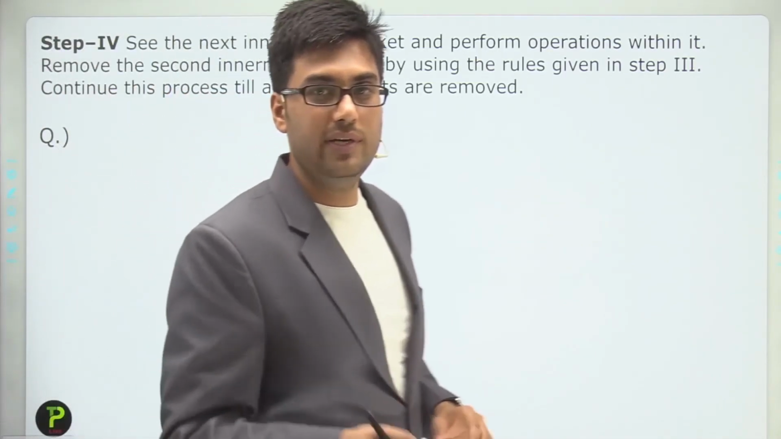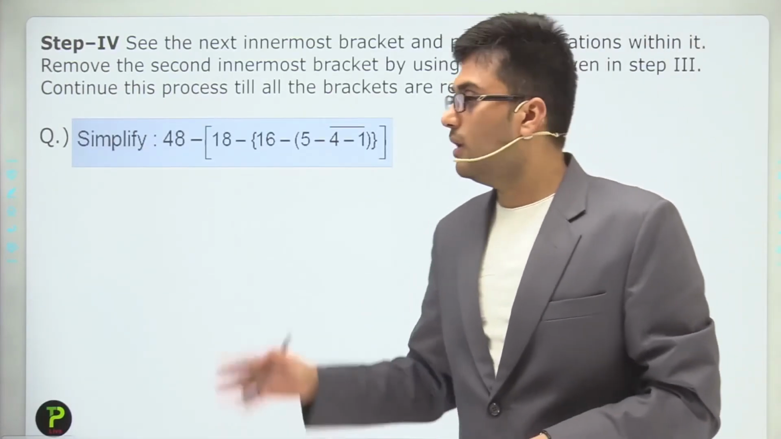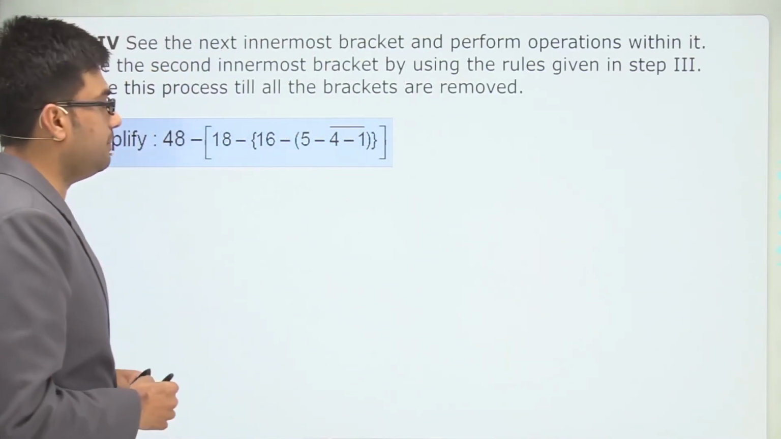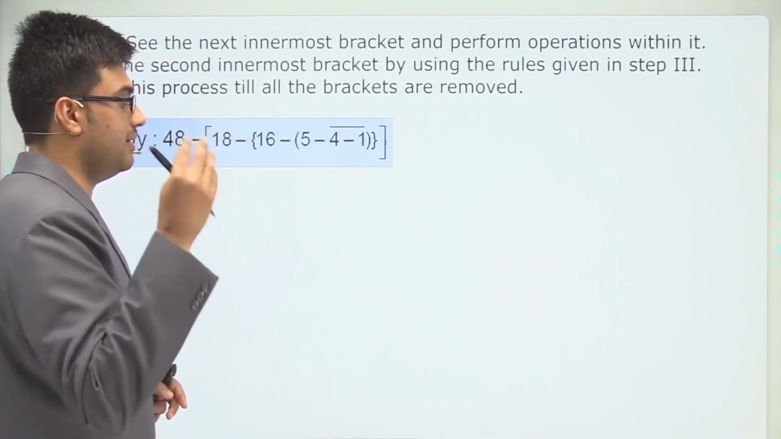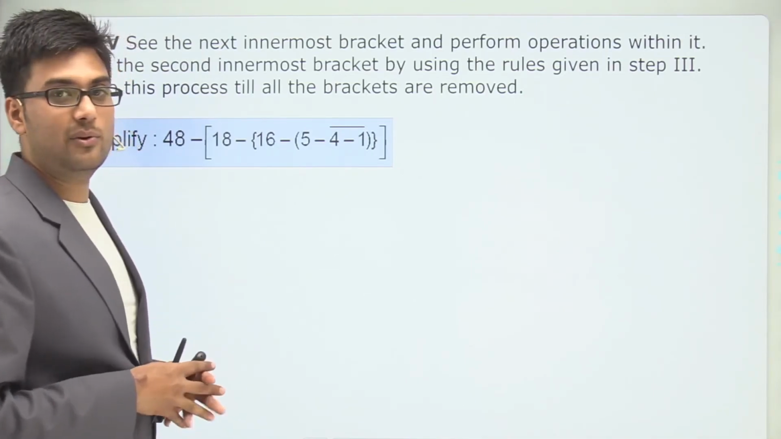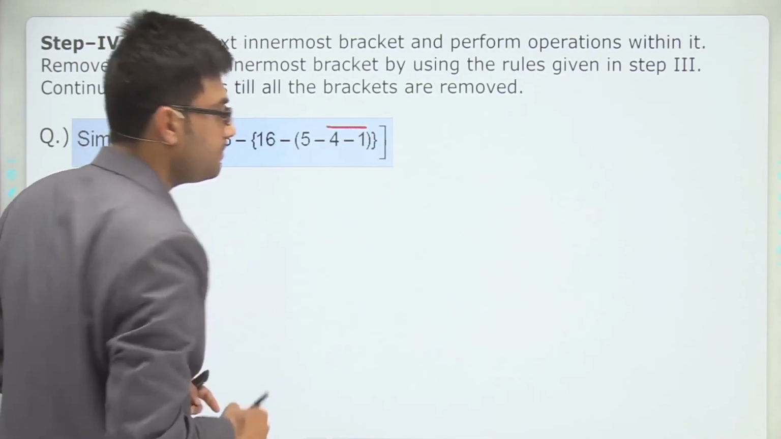Clear? So students, let's discuss one example of more than one bracket. Here we have 48 minus, bracket, minus, bracket, minus 16 minus, bracket, 5 minus 4 minus 1, bracket close, then bracket close and bracket close. Here this is what, this is the vinculum bar.